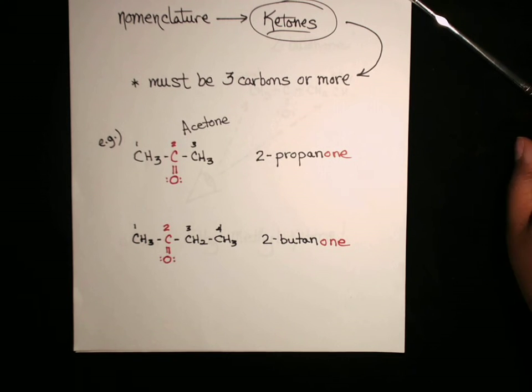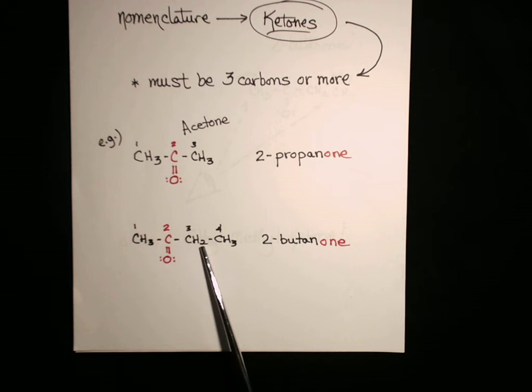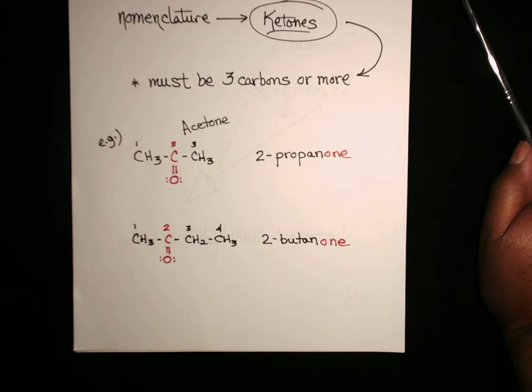Now, let's go to a ketone with more carbons. So here I've got 4 carbons. The carbonyl is at carbon 2, obviously. So this would be 2-butanone. So again, just keep in mind the longest continuous chain of carbons and where the carbonyl carbon fits in.